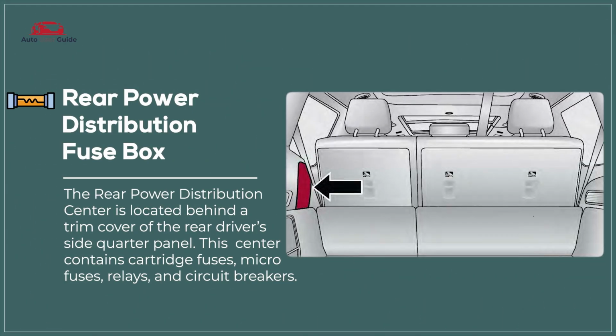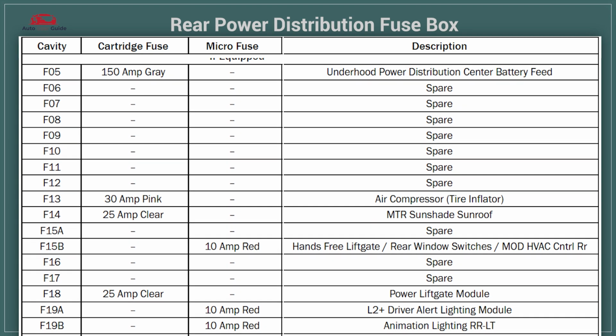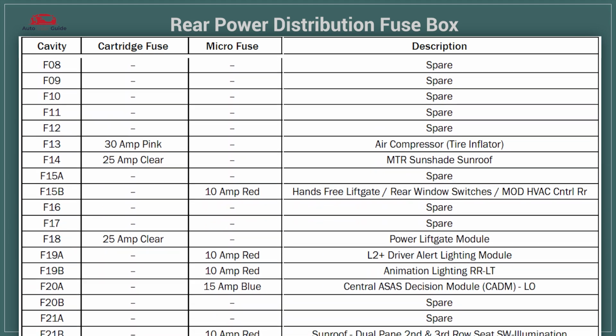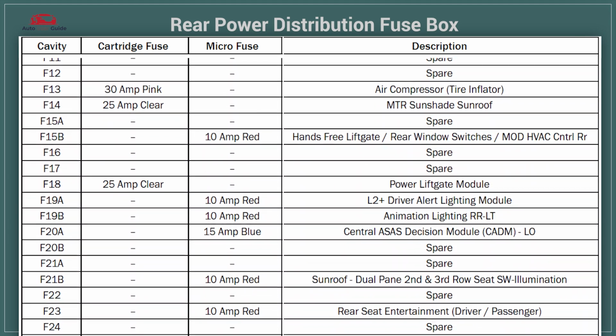Rear Power Distribution Fuse Box. The rear power distribution fuse box is responsible for managing and protecting the electrical circuits located at the rear of the vehicle. It distributes power to essential components like taillights, rear defrosters, and power liftgates, ensuring efficient functionality.